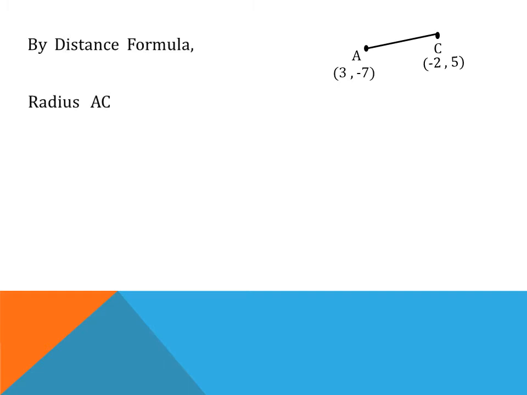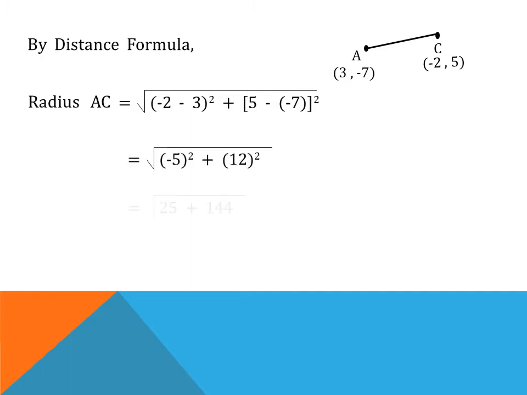Now to find the radius AC, we'll have to use the distance formula. This formula I have discussed in one of my earlier videos. You can check that out. So AC is equal to square root of -2 minus 3 the whole square plus 5 minus -7 the whole square. So that gives us square root of 25 plus 144. So therefore the radius is 13 units.